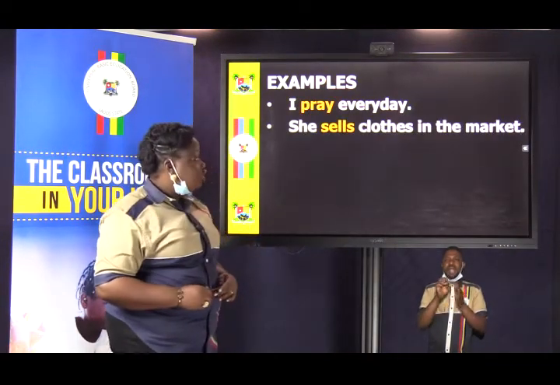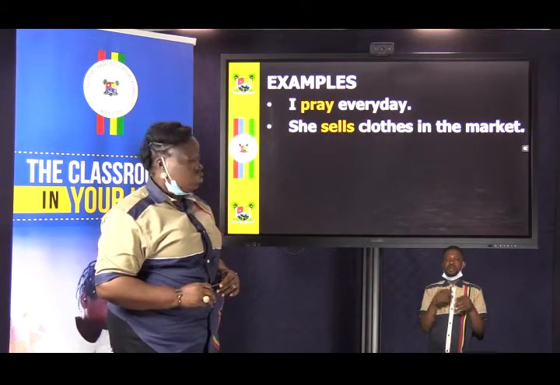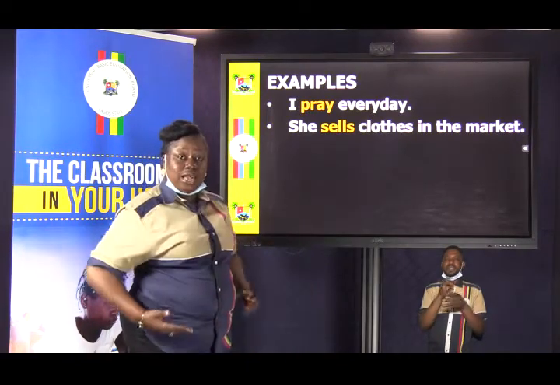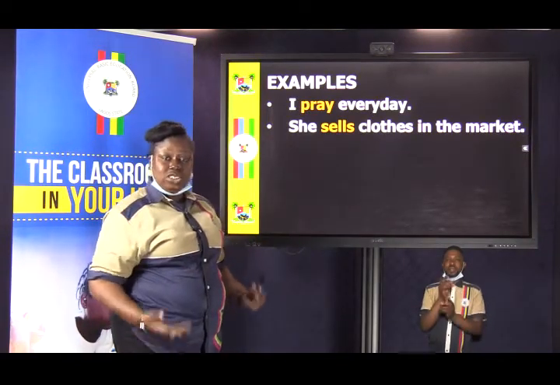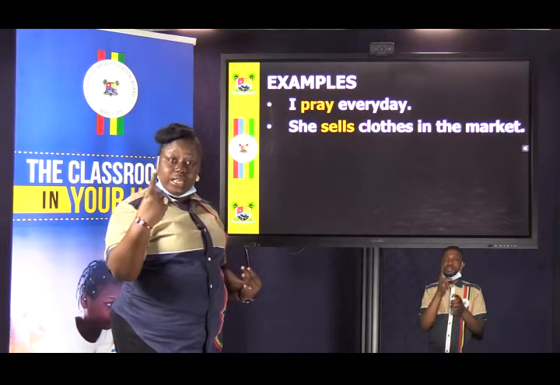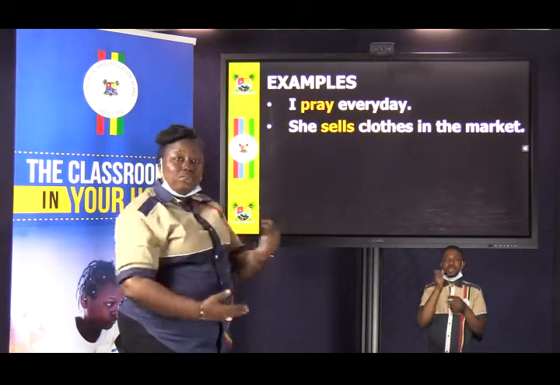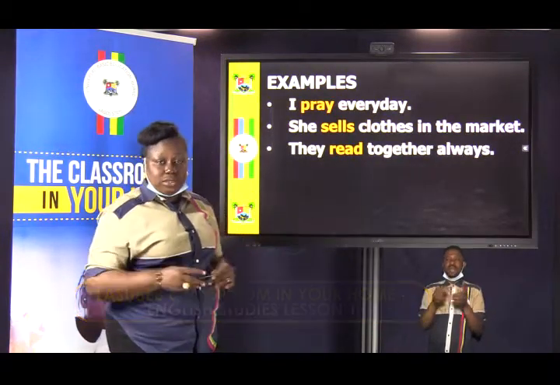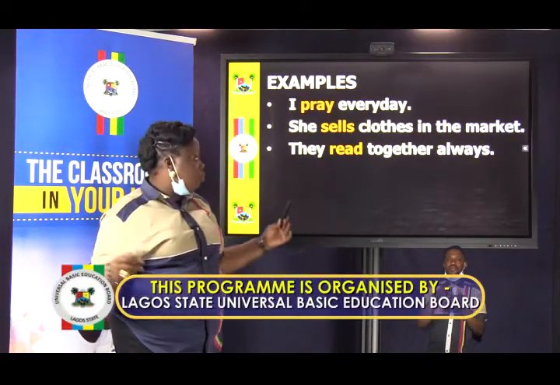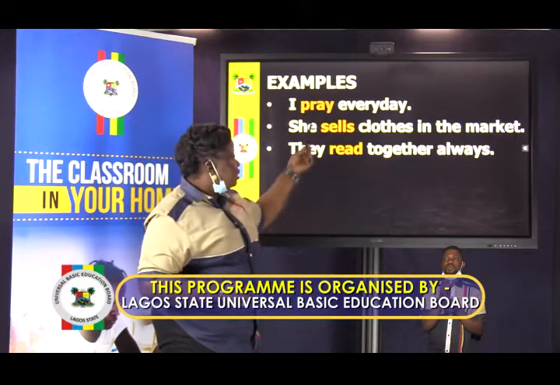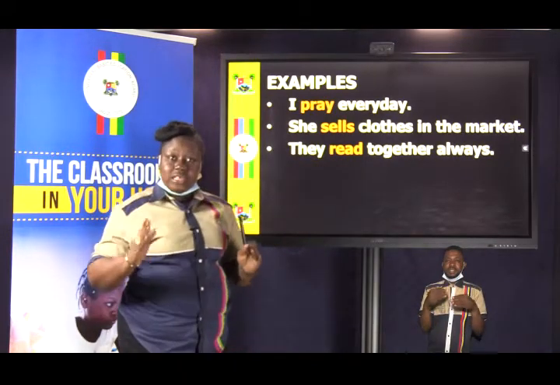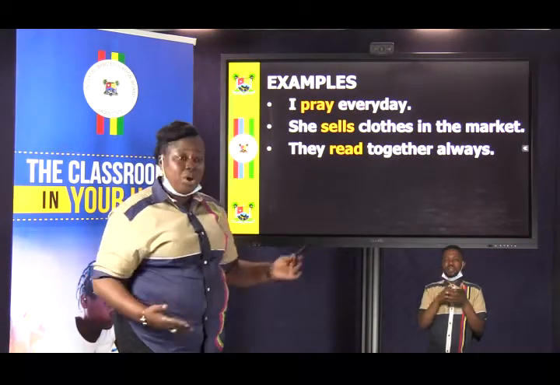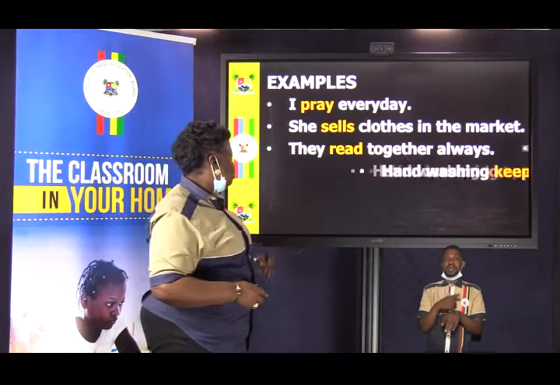Another example is: she sells clothes in the market. It is an action that occurs at regular intervals. She didn't sell clothes for just one day, but she sells clothes in the market. It's a regular occurrence. They read together always. Note here that pray, sells, read are expressed in the simple present tense because it is an action that occurs at regular intervals or an occupation.